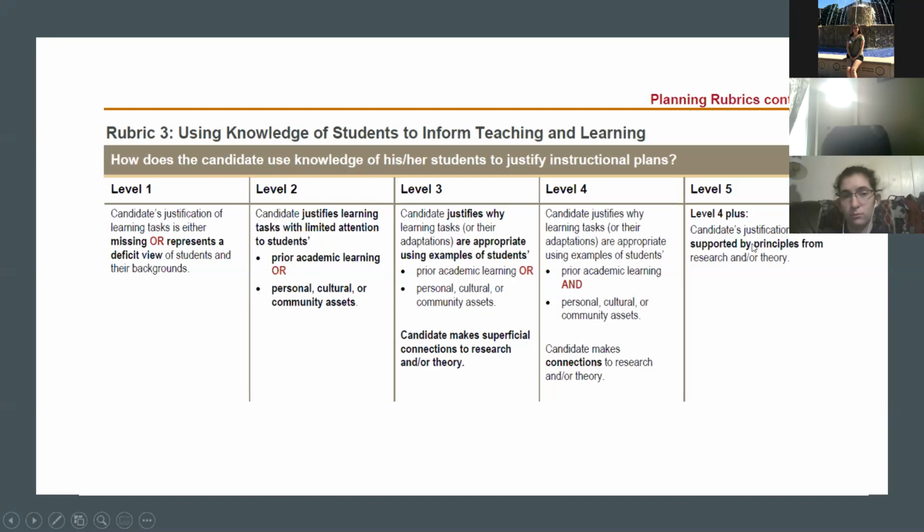And then the level 4+ is the candidate's justification is supported by principles from research or theory. So this is in your description. You need to be talking about the research that supports why you did what you did.